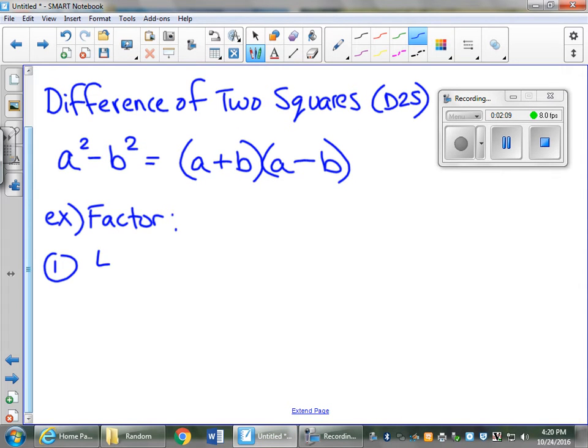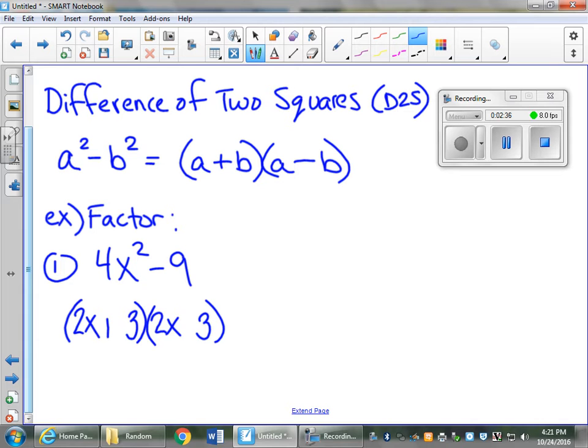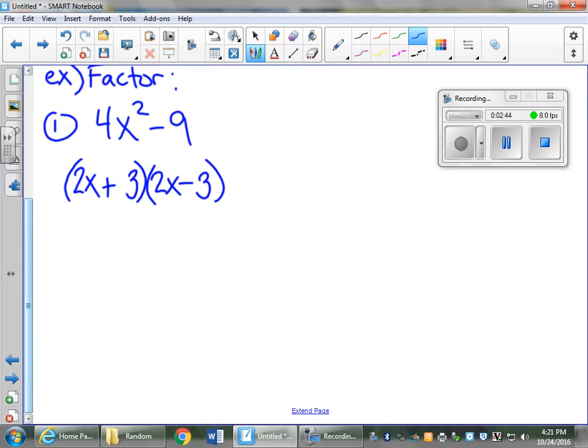Here is our first one, 4x squared minus 9. So you will notice that 4 is a perfect square, 9 is a perfect square, the x is being squared, and it is subtraction of two terms. So if we set up our factors, we square root each term. So the square root of 4x squared will be 2x and 2x. Square root of 9 is 3 and 3. And 1 positive, 1 negative, because a positive times a negative will give you that negative 9 that we need. That's pretty much all there is to the difference of two squares. Hardest part is recognizing when you have them.